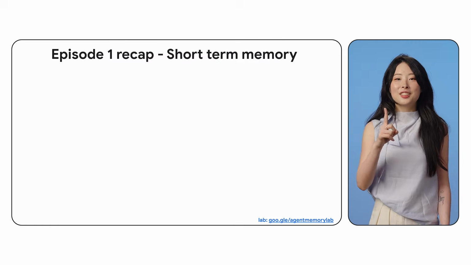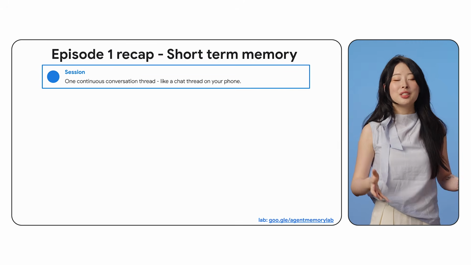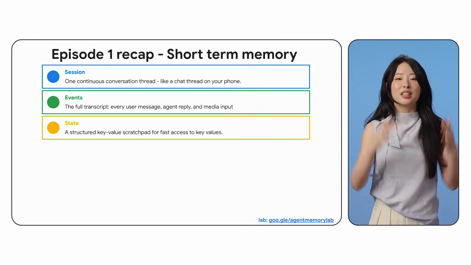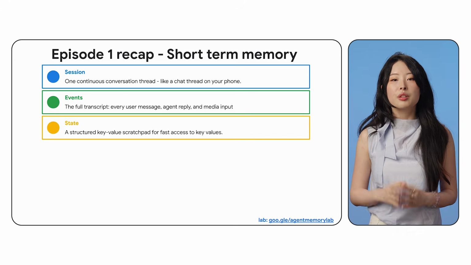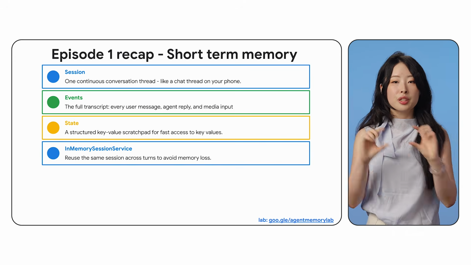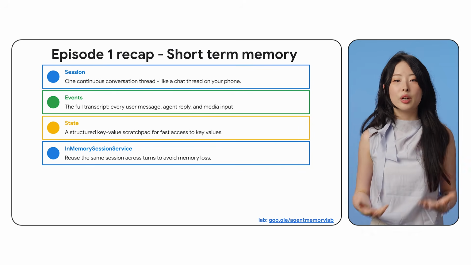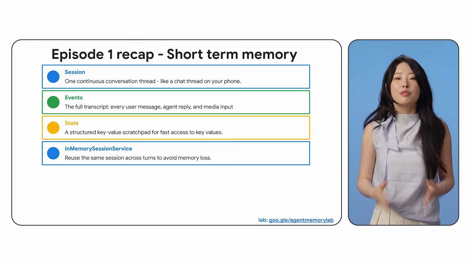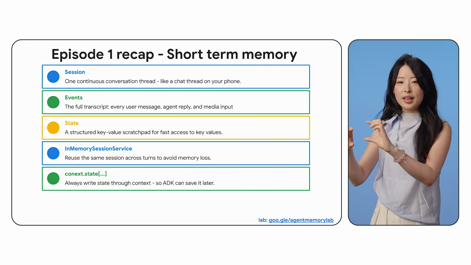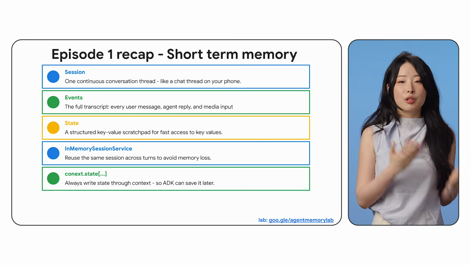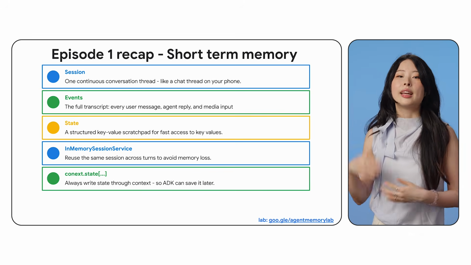Now, let's recap what we covered in this episode. Firstly, a session is one conversation thread. Events are like a transcript. State is like a structured scratch note. If we use the in-memory session service, we use the same session across multiple turns to avoid memory loss. And lastly, we need to write state through context so ADK can save it later.